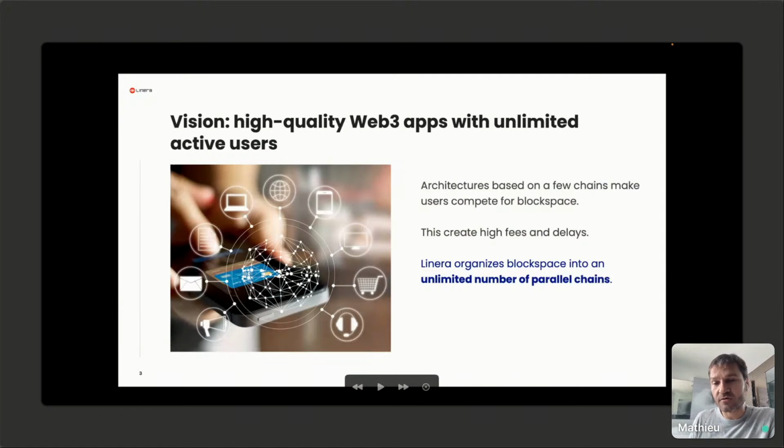So how are we going to do this? We want users not to compete for block space. So we want somehow to reserve some block space for each user. Block space is a space in a chain of blocks. So what can we do to give users their own block space? Well, we're going to give them their own chain of blocks. And in general, Linera is a system where we organize block space into an unlimited number of parallel chains of blocks that can be extended independently.